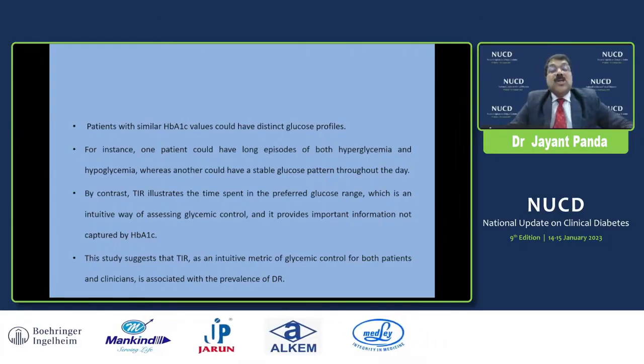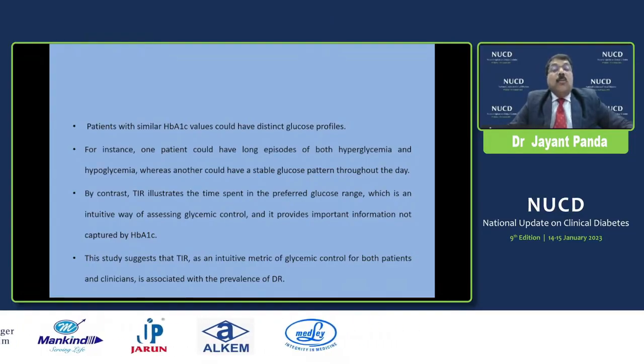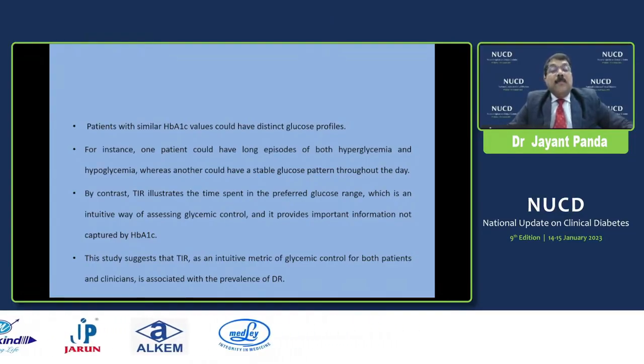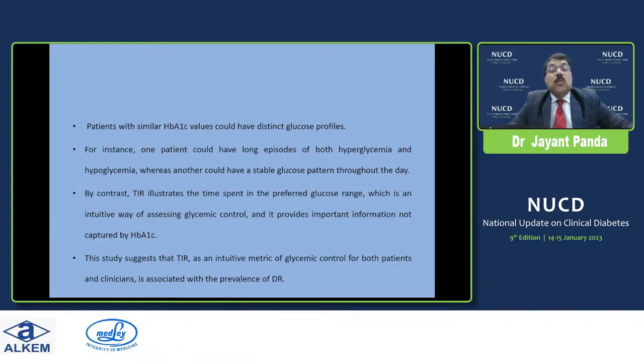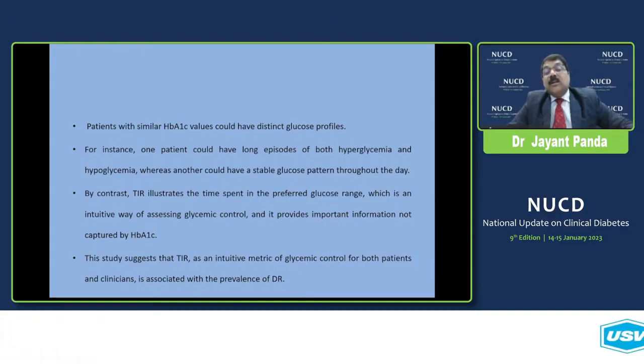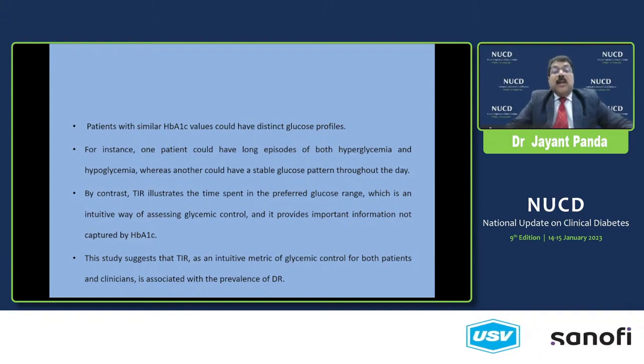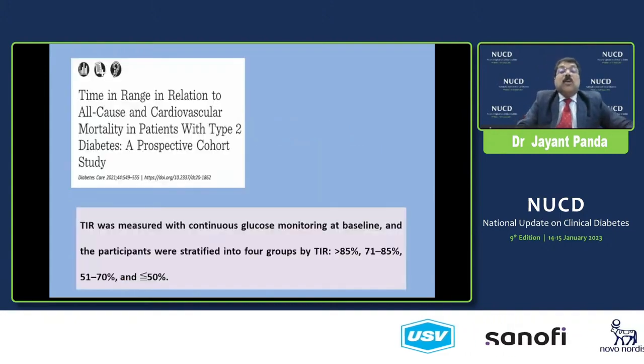A1C hides the patients who are above the range or below the range, but the CGM can detect those times. And this study suggests that time in range, as an intuitive metric of glycemic control for both patients and clinicians, is associated with the prevalence of diabetic retinopathy.